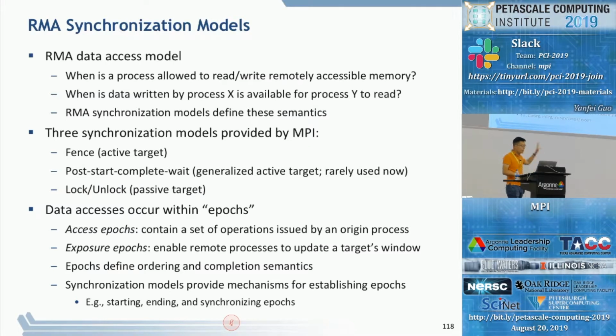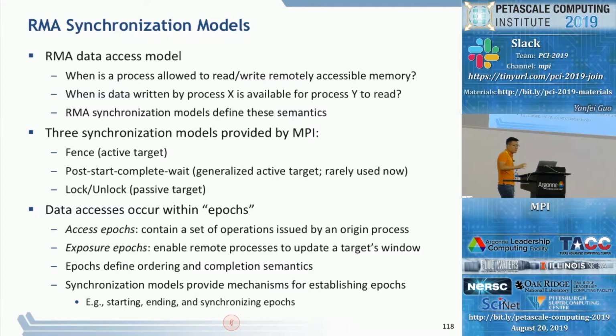We have three different synchronization models. We have fence, and we have post-start-complete-wait, which is a more generalized version of fence, but honestly it's a little bit complex, so I probably won't cover it in this tutorial. And the last one is the lock and unlock model.